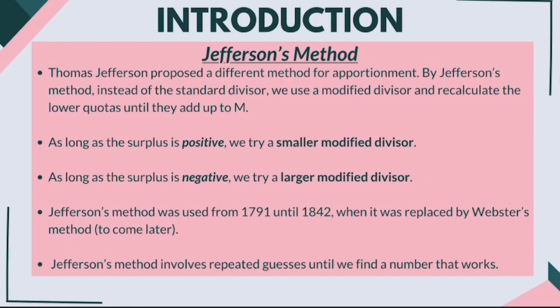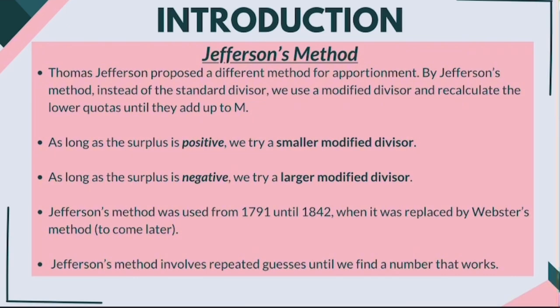Now, to start off with the video, I would like to have an introduction on what Jefferson's method is all about. Before, a man named Thomas Jefferson proposed a different method for apportionment. By Jefferson's method, instead of the standard divisor, we use a modified divisor and recalculate the lower quotas until they add up to m. As long as the surplus is positive, we try a smaller modified divisor. That is what Jefferson's method has given.